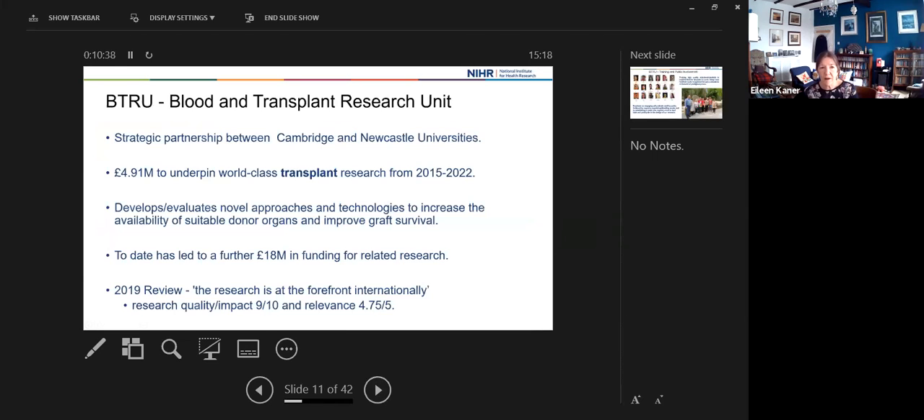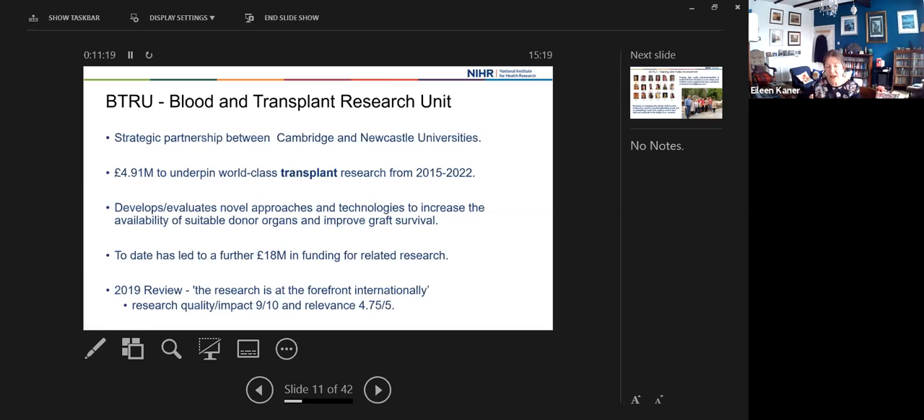So moving along, we also have in the region what's called the Blood and Transplant Research Unit. This is a partnership between Newcastle University and Cambridge University. It involves about £5 million worth of funding up until 2022, and this is to focus on world-class transplant research. What this unit is trying to do is to think about new approaches and technologies that will help increase the availability of suitable donor organs for transplantation, but also improve the viability and the survival of transplants when they've been enacted in clinical practice.